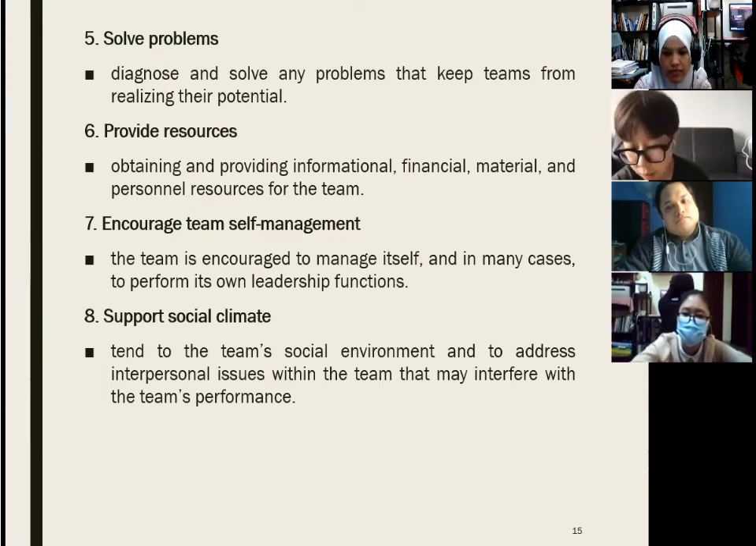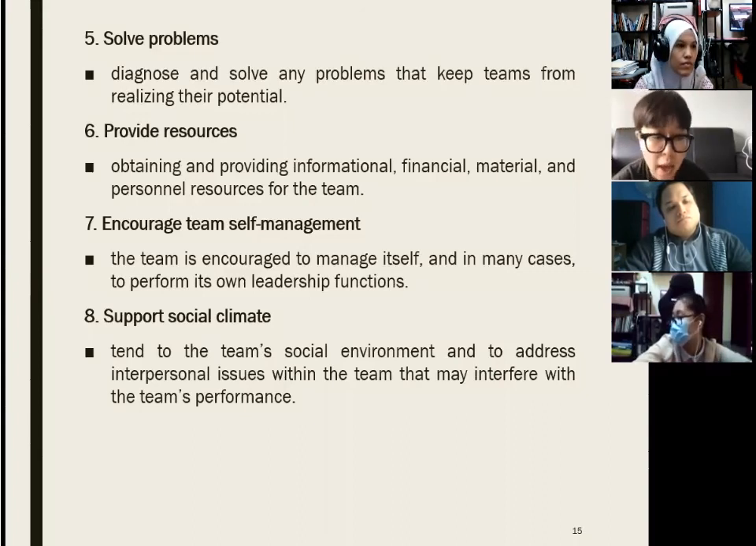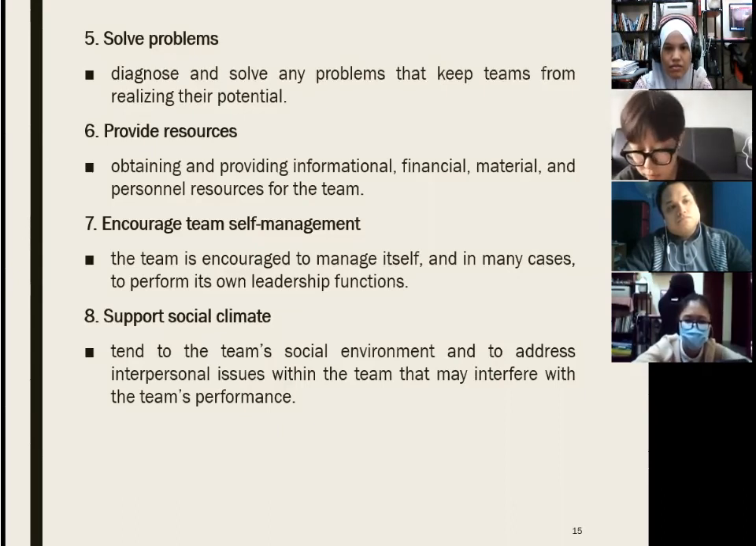And the last one is support social climate. The final team leadership function during the action phase is to support the social climate of the team. This support function happens throughout the task cycle, when it is particularly important to tend to the team's social environment and to address interpersonal issues within the team that may interfere with the team's performance.